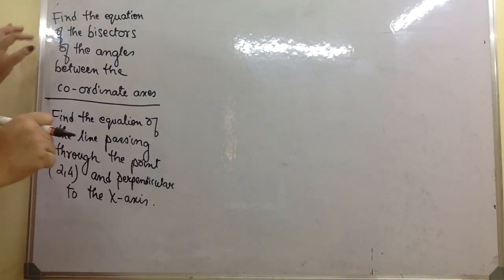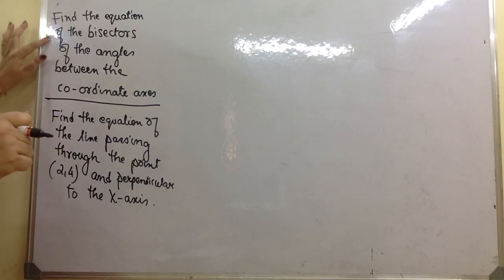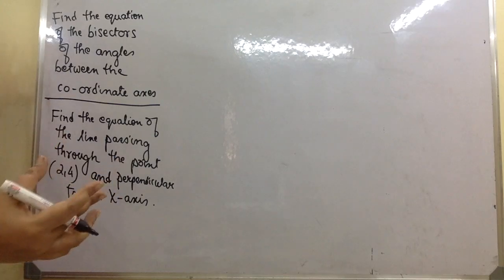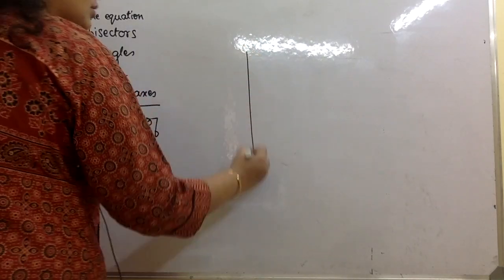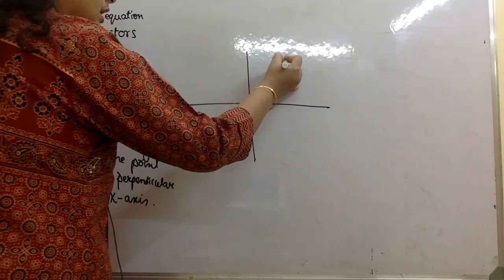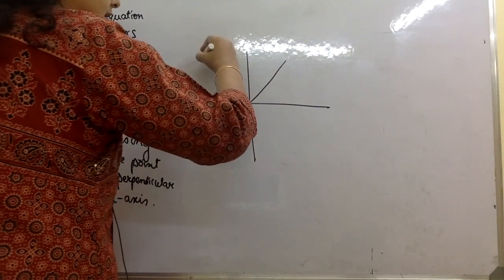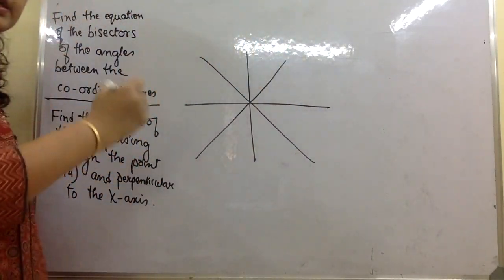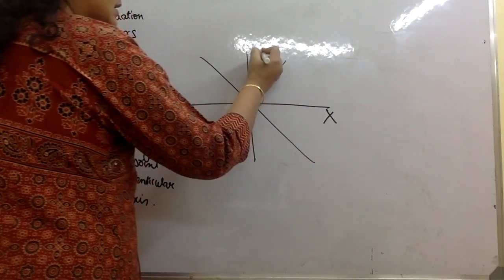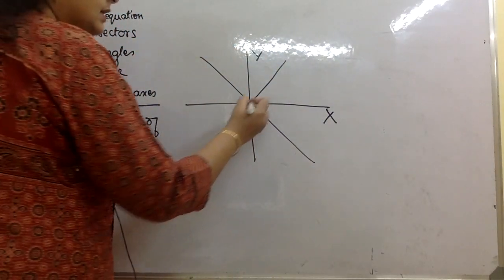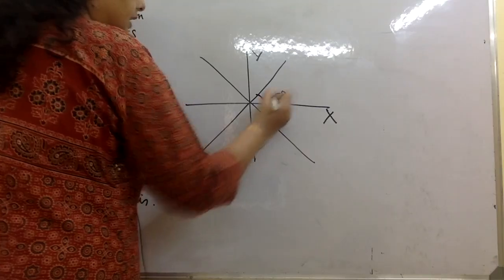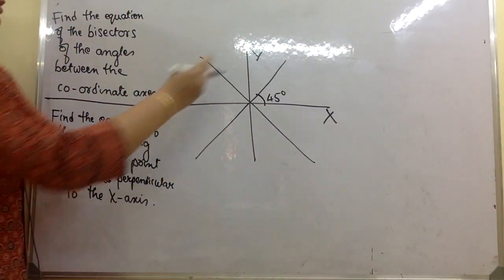Now here I have another question. Find the equation of the bisectors of the angles between the coordinate axes. Here goes one bisector, here goes another. Because if this is my x-axis, this is my y-axis, in that case this angle is 45 degrees, okay? Then that is one bisector.